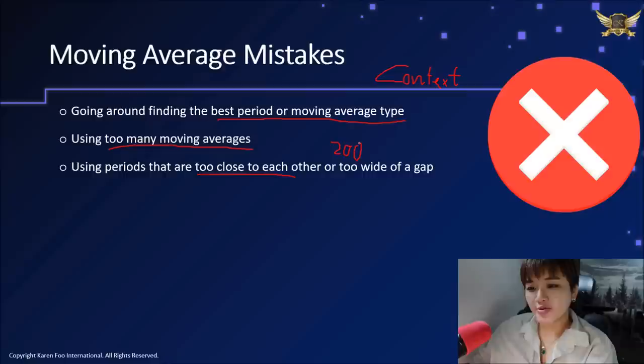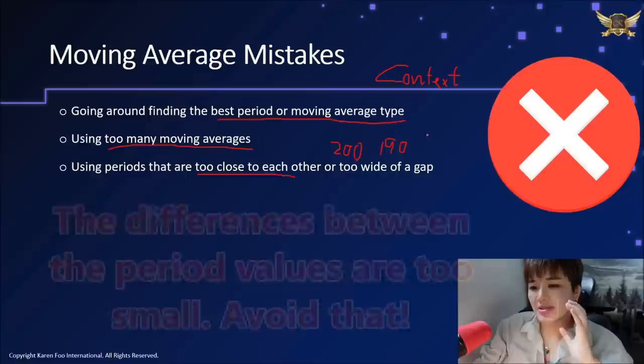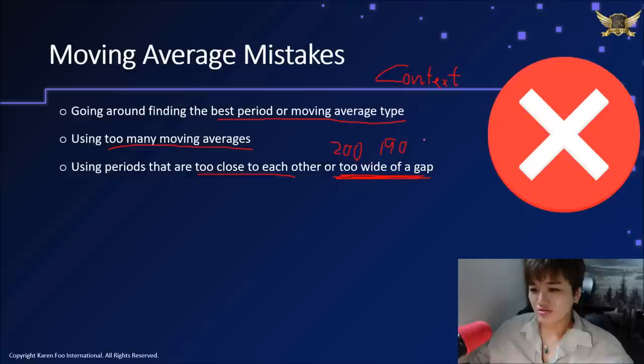You don't want to add another moving average and be extra. Let me add 190 SMA. For what? It's going to stick to each other so often, it's going to become a line. And also, don't make the gap too wide. What do I mean? Let's say if you are using 200 SMA, you don't want to use an SMA that's so far away from it.